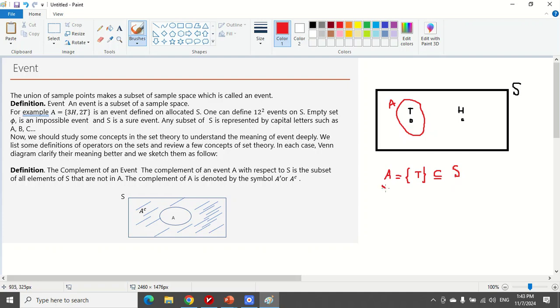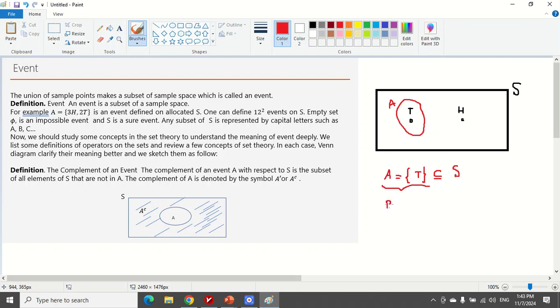Then this given set, which contains some elements inside of it, some possible outcomes, some of them, it can be all or it can be none as well. So this subset of S is called the event. So the event, as you can see over here, is a subset of a sample space. So for example, A is a subset of S.